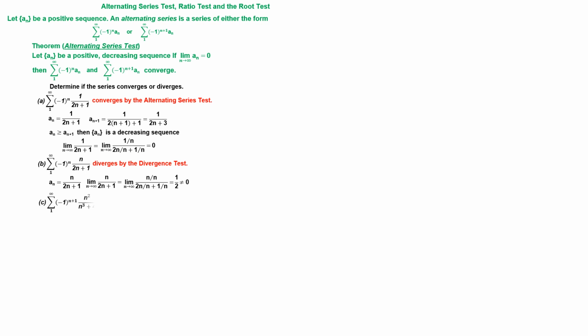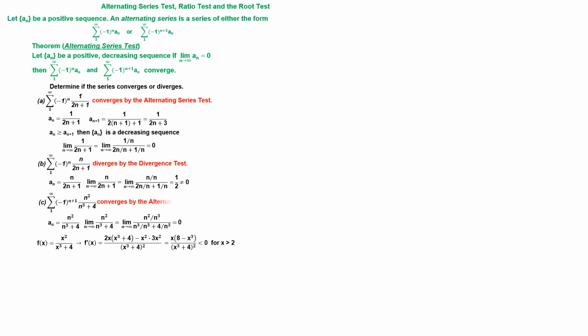Let's solve item C. First, we separate the underlying sequence from the part that makes the series alternate. We now check the divergence test. Since this limit is zero, then we apply the alternating series test to check the convergence. Next, we check whether or not the sequence is decreasing. We take the derivative of this function. We see that this function is decreasing for all n greater than 2. Hence, by the alternating series test, the series converges.